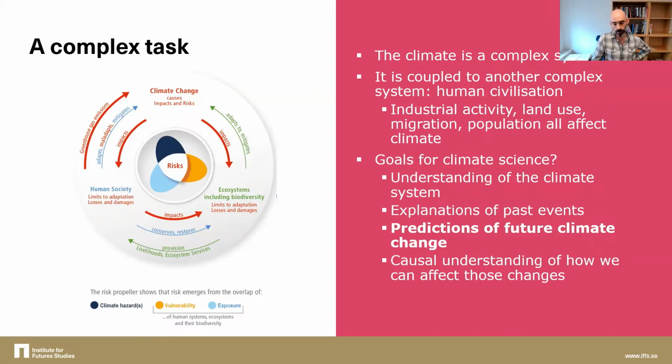And we are an enormous influence on the climate because of industrial activity, because of the way we change the very face of the planet through land use, because of migration, both human migration and migrations that we cause amongst other animals, and just the level of population and population concentrations. All of these affect the climate as a whole. And so you can see this diagram here that comes from the recent IPCC report from Working Group 2, which shows 3 systems interacting. The climate itself up at the top interacts with ecosystems, including biodiversity, which interacts with human society. And there are all these arrows going back and forth.